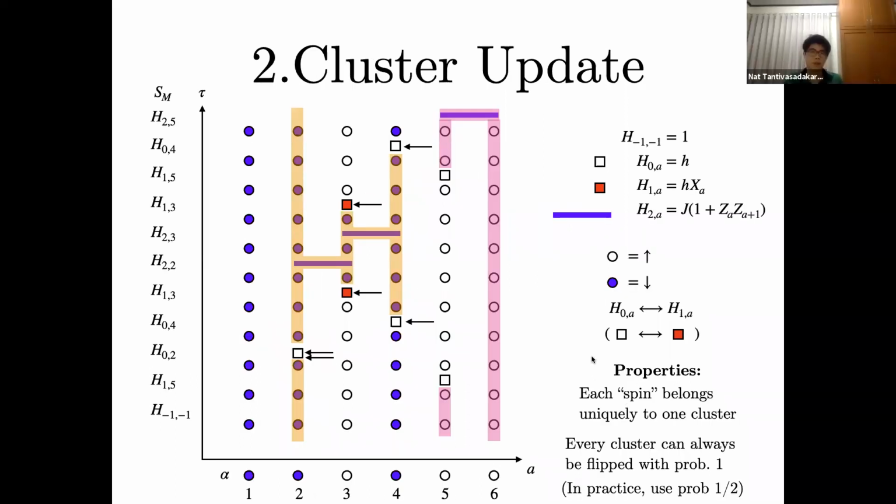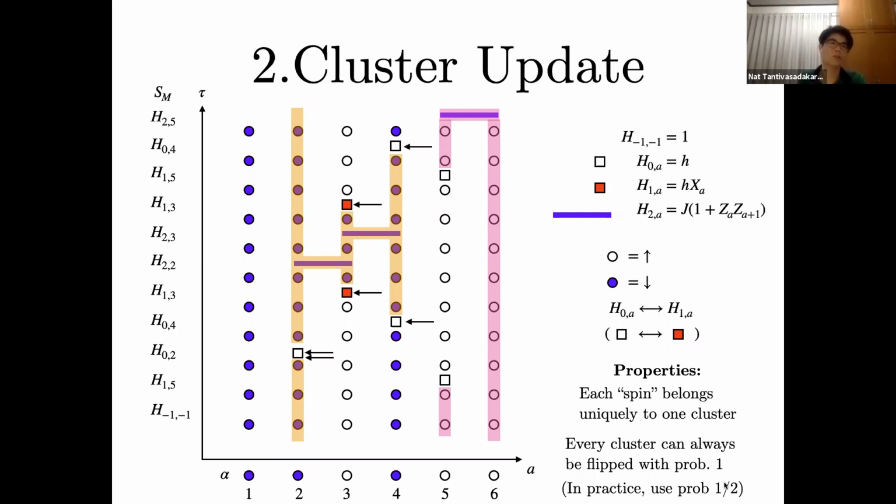Right. So in practice, you only want to flip some. If you flip all the clusters, you won't go very far in phase space. So you want to be as ergodic as possible. So by choosing this probability to be a half, it just means that I flip a coin whether I want to flip this cluster or not. And if I choose to not flip it, then it's as if I never considered that cluster in the first place. So it's just like choosing clusters at random to flip.